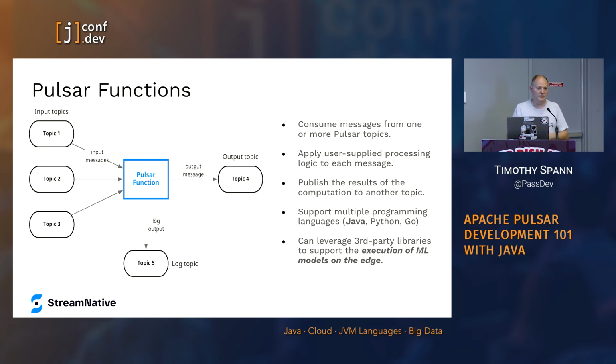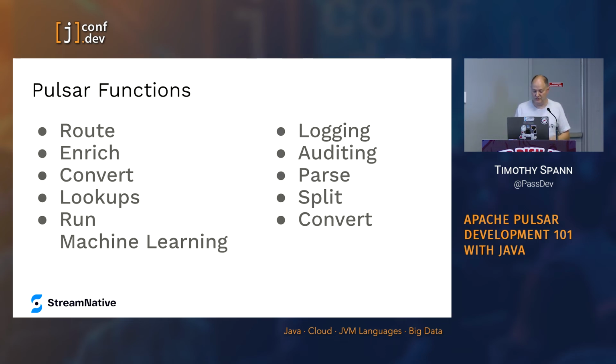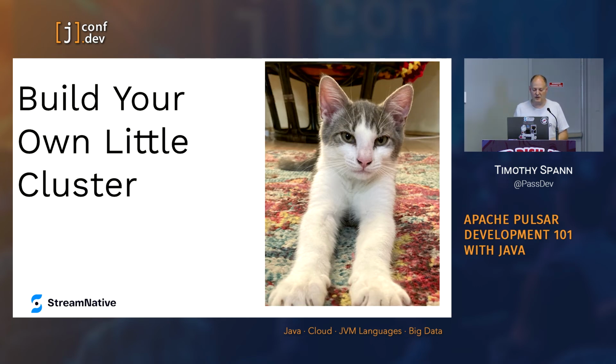And by default, we log errors or anything you want to use the logging for to a topic. So again, using our own dog food there. A lot of people use this to run machine learning, and there's a couple of startups who use Pulsar to run their machine learning. Pulsar functions for routing, enrichment, a lot of different things you could do with Java.